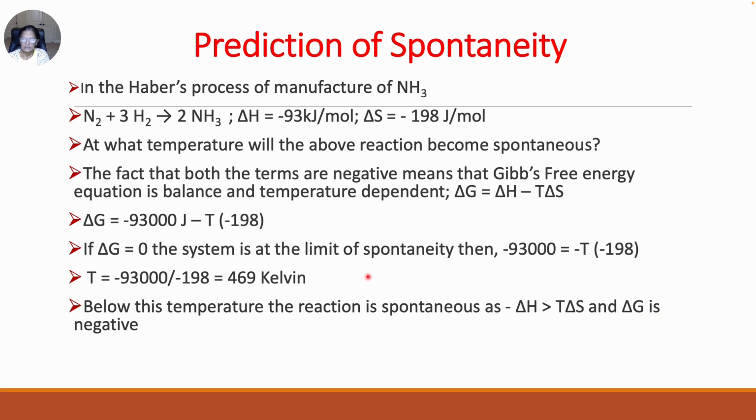So like this we can calculate the temperature at which the reaction becomes spontaneous and delta G becomes negative. So this way we can predict the spontaneity of a reaction.